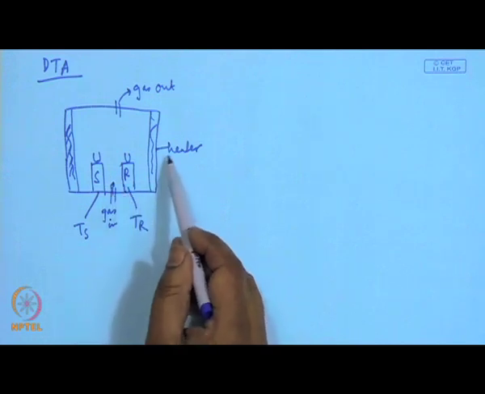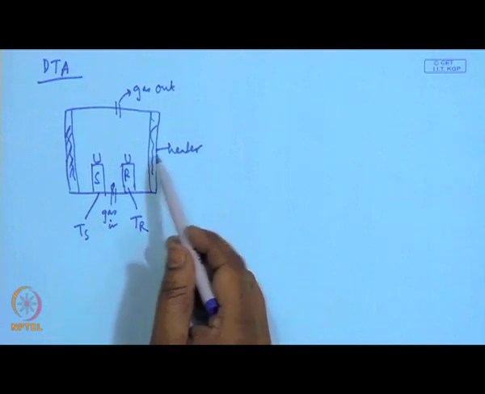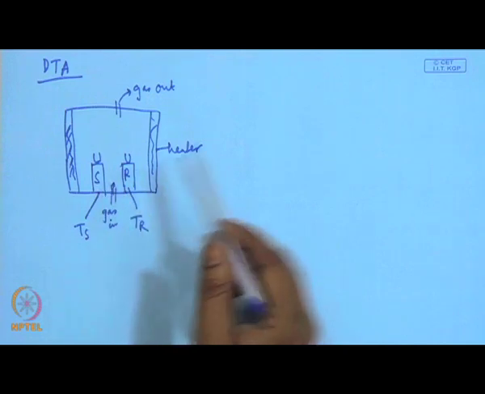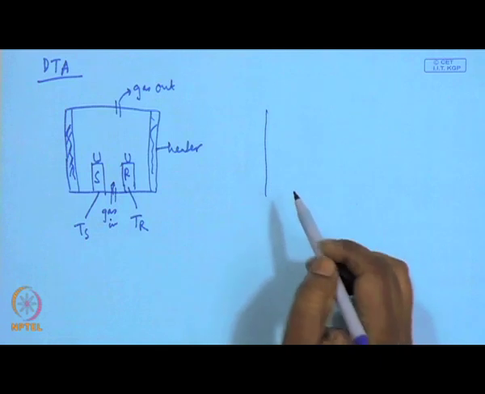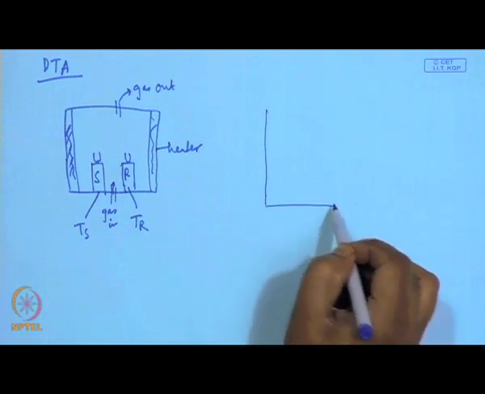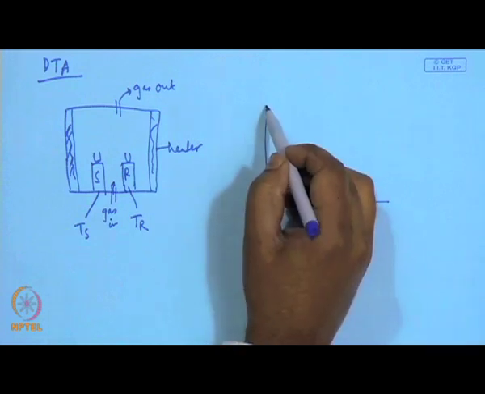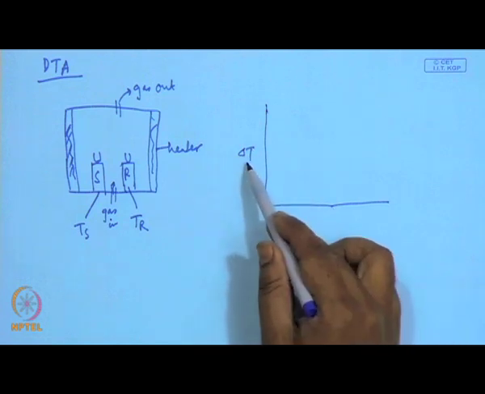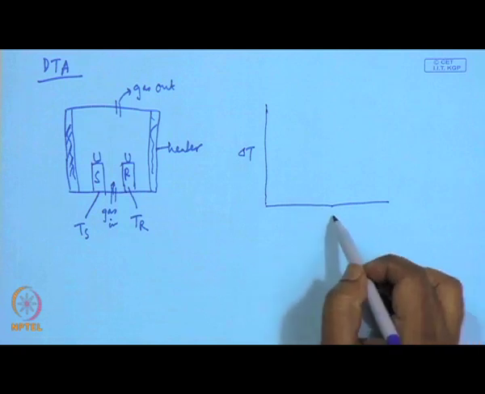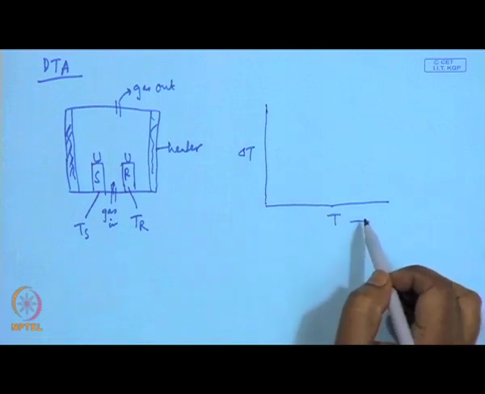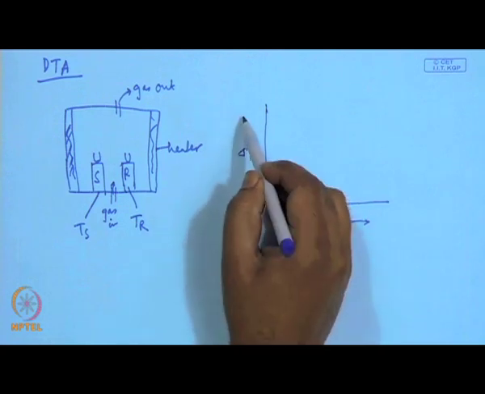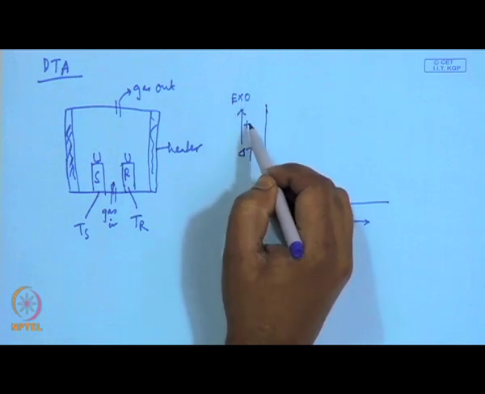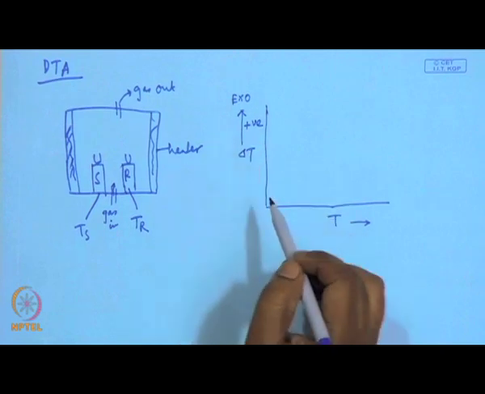So, in this case what happened, heat is supplied at a particular rate in the system, and the difference in the temperature between the sample and the reference is observed. So, in this case delta T, the temperature difference between the sample and the reference, is plotted against the temperature. So, if there is an exothermic process, delta T will be higher as a result of increase in heat inside the sample.